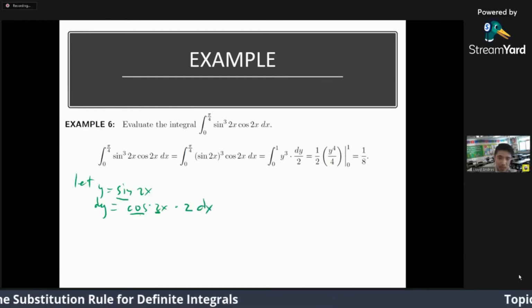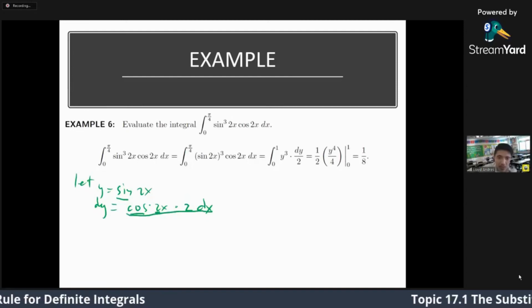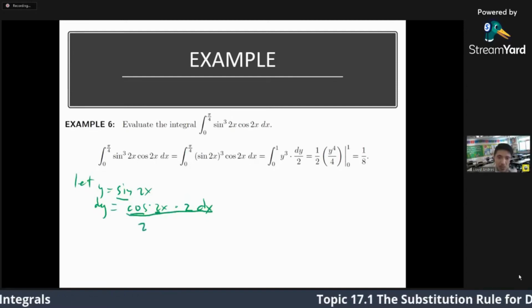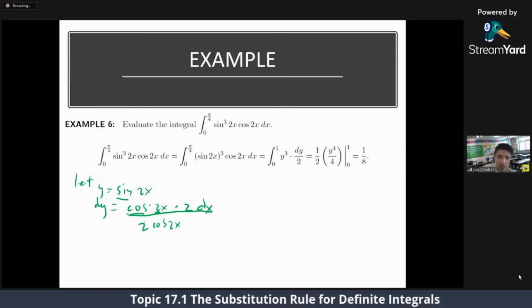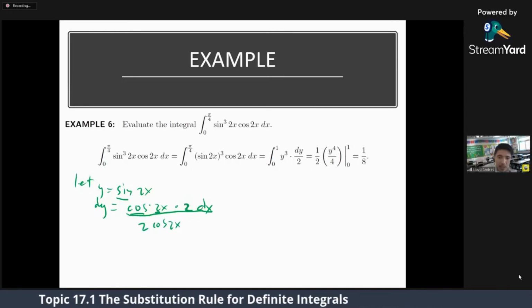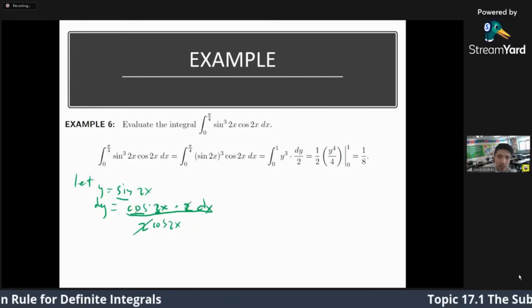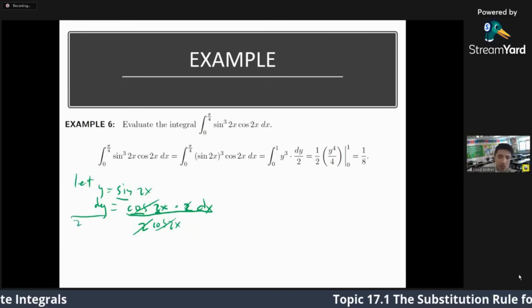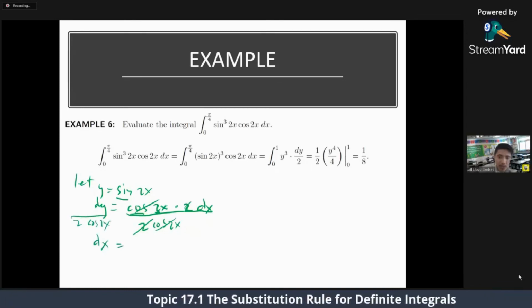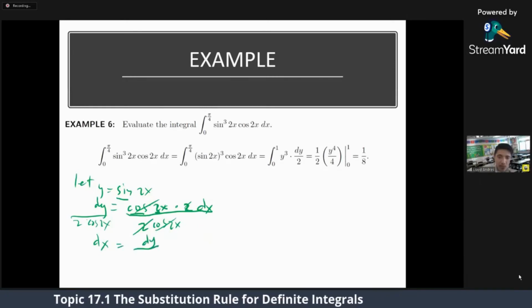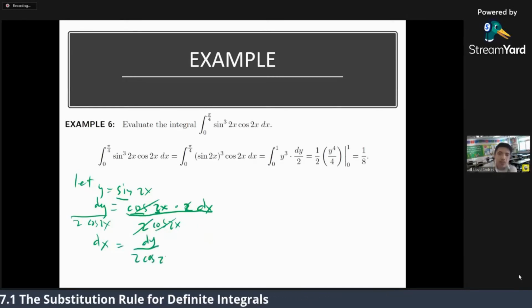So again, isolating dx, we need to divide both sides by 2 cosine 2x. The 2x and the 2 cannot be canceled, because this is an angle. So we cancel the 2, and the 2 goes to the other side. 2 cosine 2x. So therefore, we can say that our dx is just dy over 2 cosine 2x.